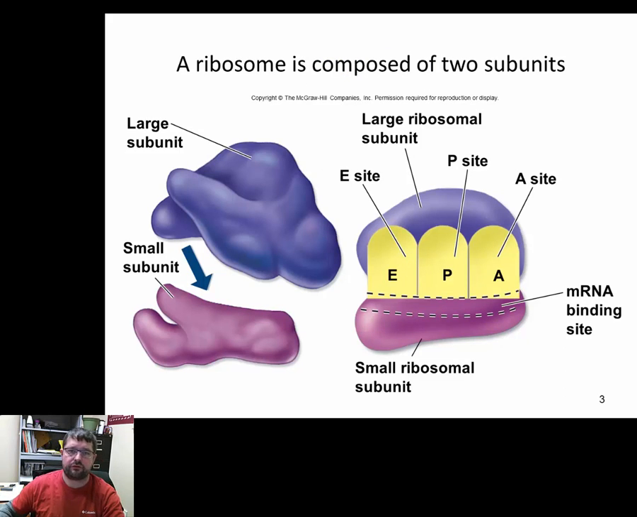Okay? So here's kind of how that works. You have a small subunit of the ribosome and a large subunit of the ribosome. The small subunit is going to have ribosomal RNA, which is going to bind to the messenger RNA. Right, so it has a place for the messenger RNA to lay down. You have an exit site, a peptide site, and an acceptor site. And these are where the transfer RNA are going to enter into the ribosome.